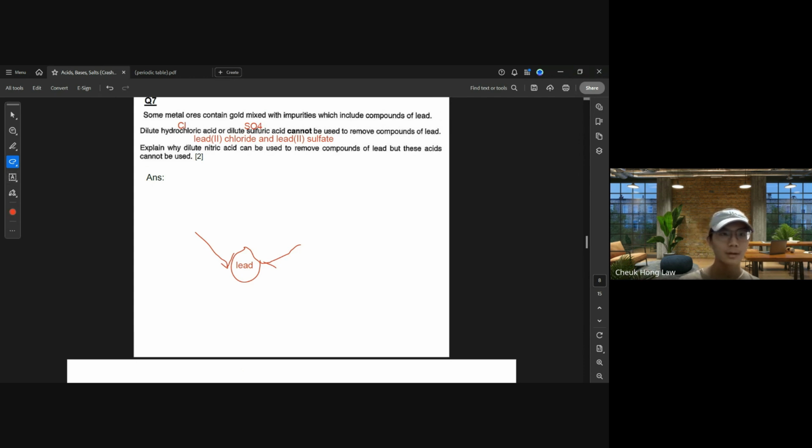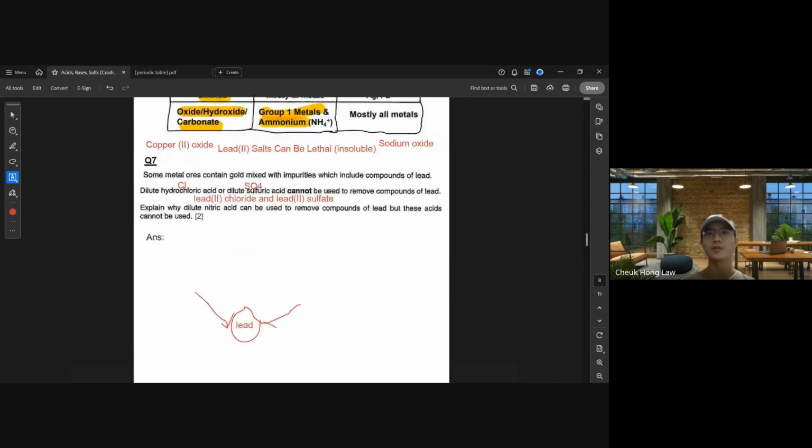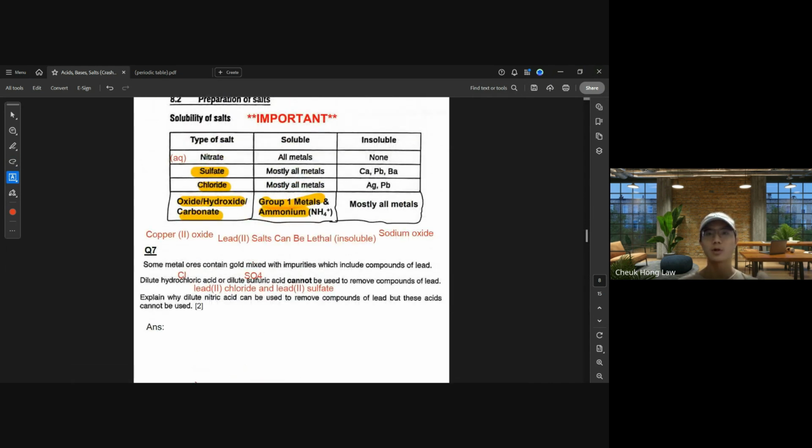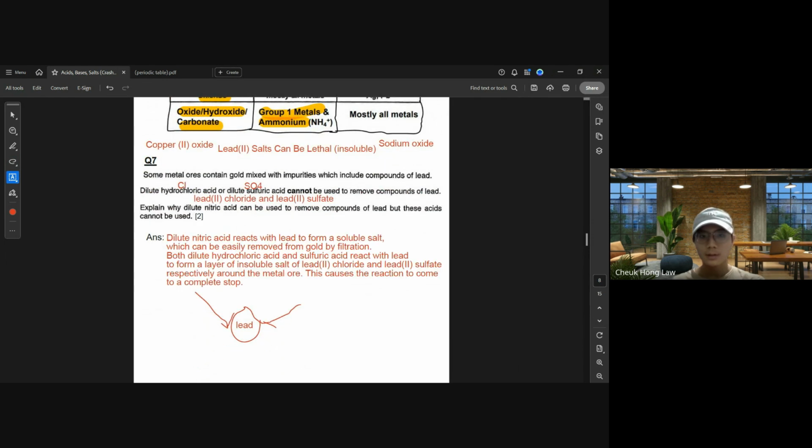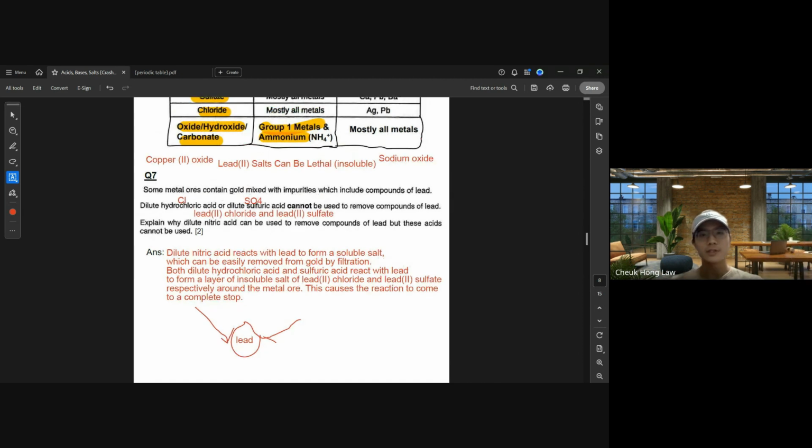Whereas dilute nitric acid, when it reacts with lead, it forms lead-2 nitrate. And remember, all nitrates are soluble, so it can be used to remove the lead. So the answer is just what I said, but put into words. Dilute nitric acid reacts with lead to form a soluble salt. Because all nitrates are soluble, which can be easily removed from the gold by filtration.